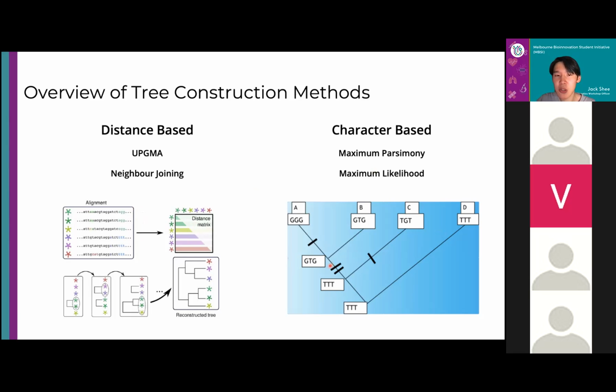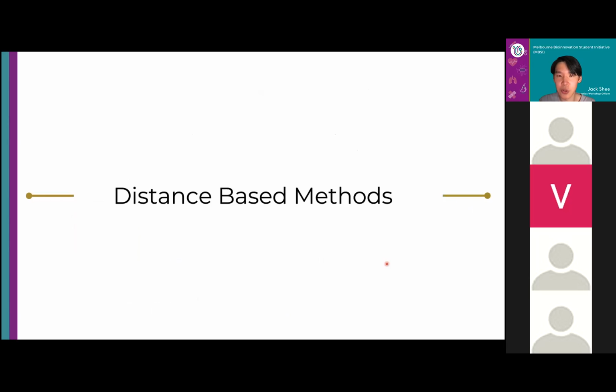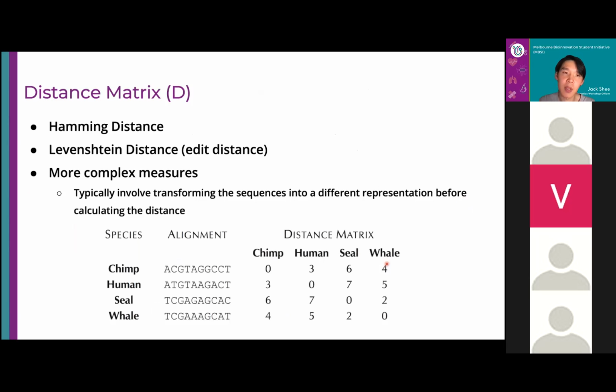With character-based, we don't lose that sequence information. We actually keep it. As you can see that at each internal node or at each branching point of this tree, the sequence information is preserved. And I'll tell you more about what these lines mean later when we talk about character-based trees. So let's move on to distance-based methods.